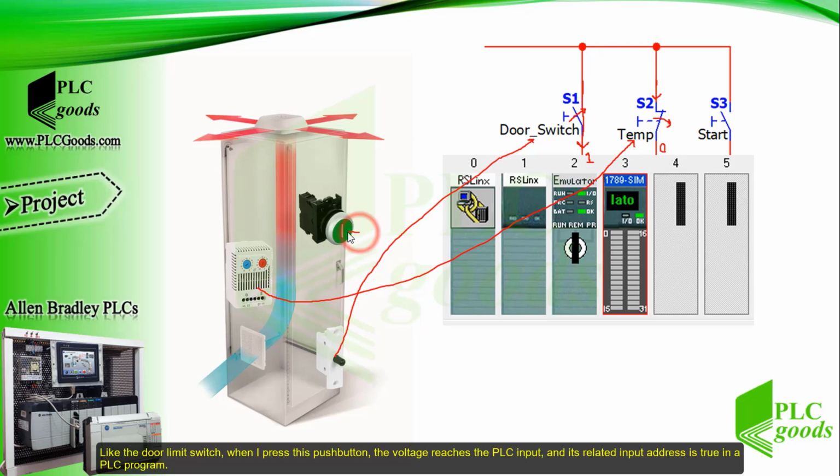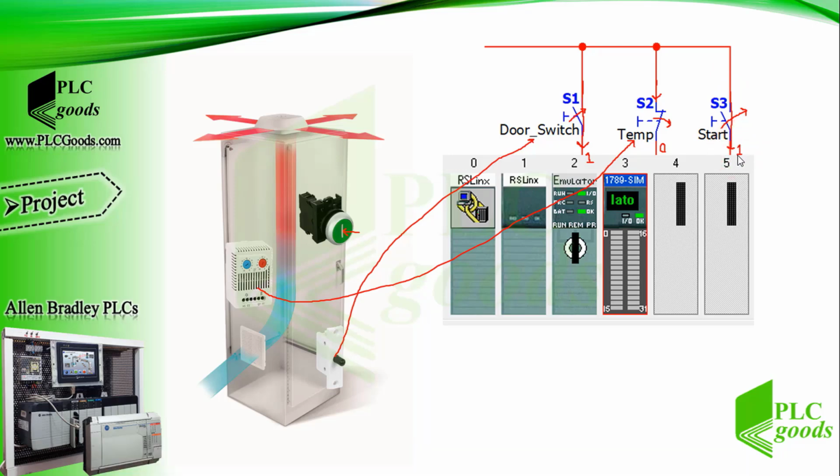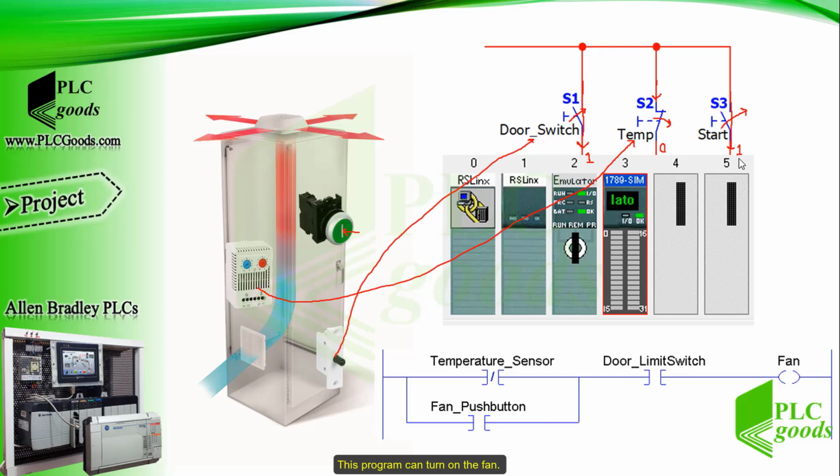Like the door limit switch, when I press this push button, the voltage reaches the PLC input and its related input address is true in a PLC program. This program can turn on the fan. Based on this program, when the temperature is higher than 30 degrees, the related input address is 0.